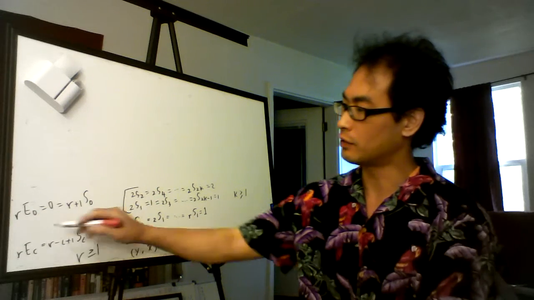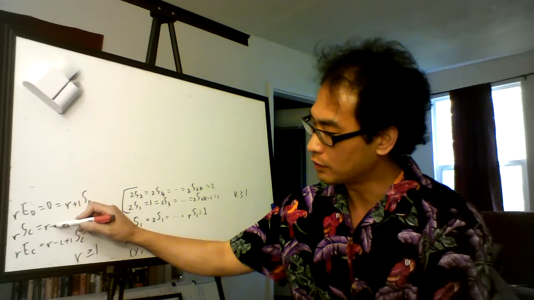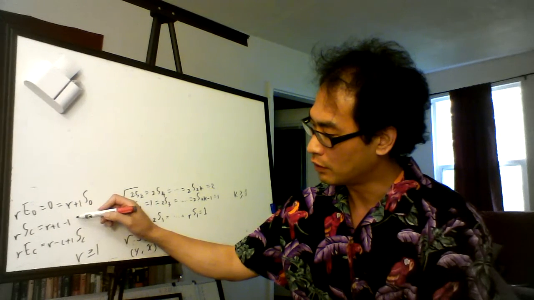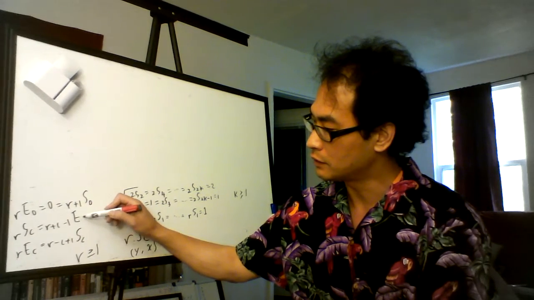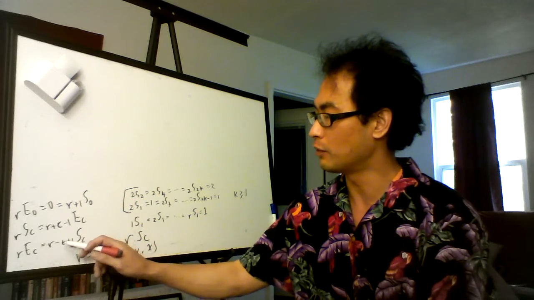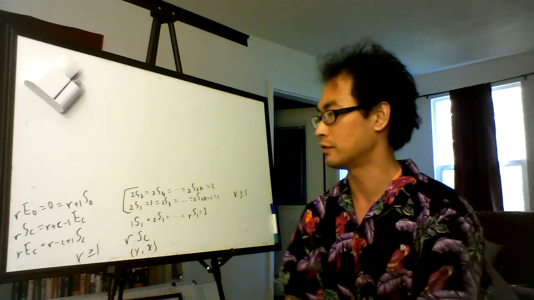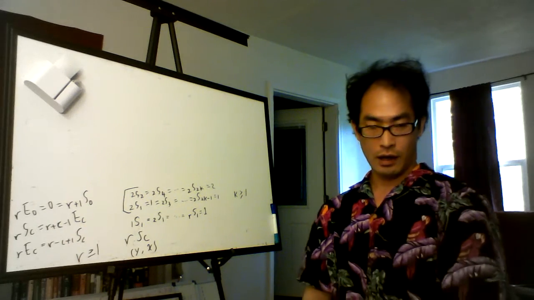It's fun, okay? So R S C is equal to R plus C minus 1 E C. It's just like you have minus and plus, right? You're switching the order, so you now have plus and minus, okay? How interesting.